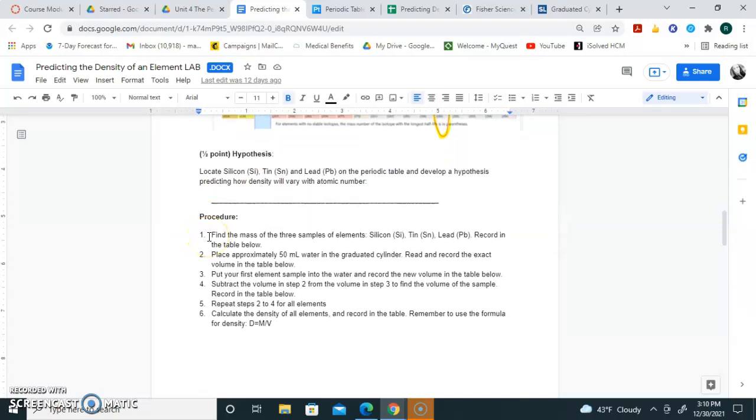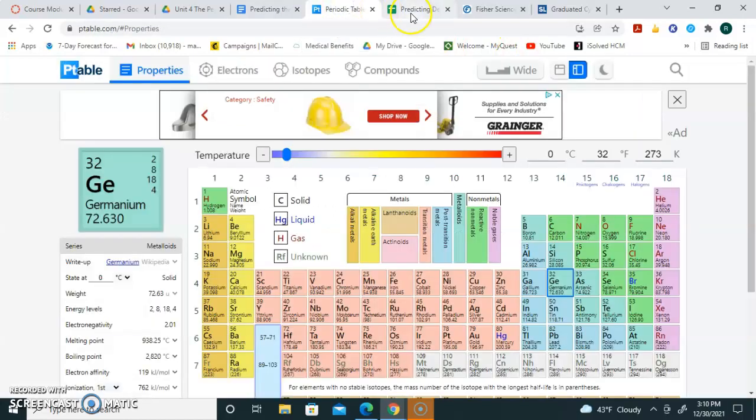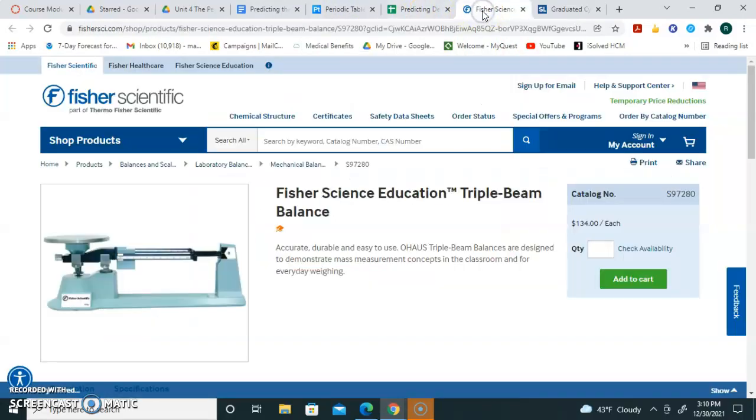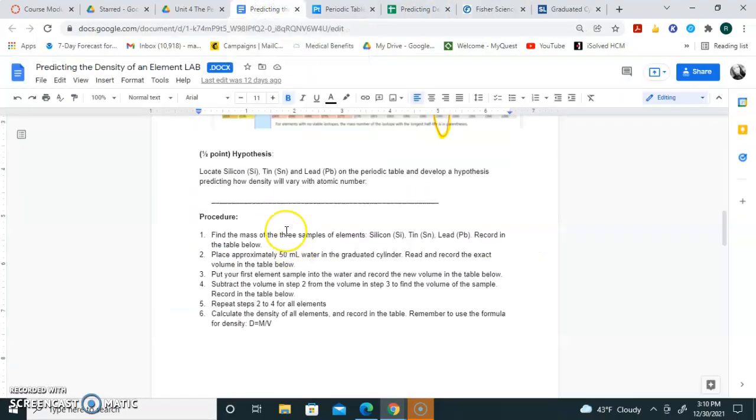So these are basically the steps that we did in class, or you would do for this lab. So finding the mass of the three samples. So using right here the triple beam balance, we would measure the mass of the samples. And I know that if you were not in class, you can't do this at home. So what I'm going to do is actually give you the information that you need.